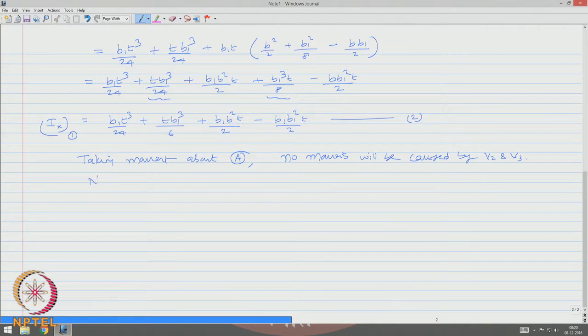Therefore, no need to estimate V2, but we need to calculate the moment of inertia of part 2 with respect to the axis of symmetry, that is required. So, let us take part 2, which is like this.